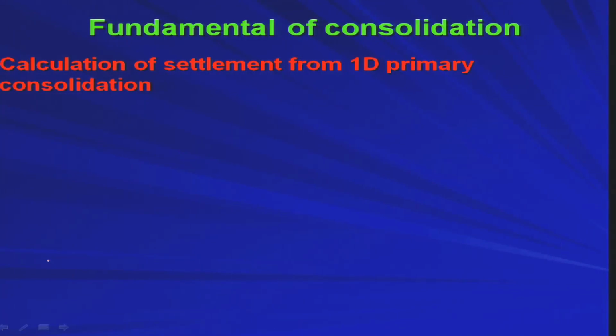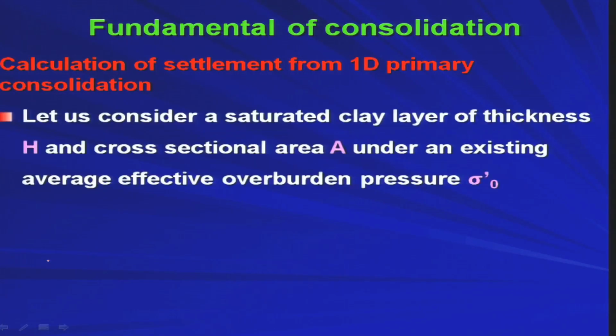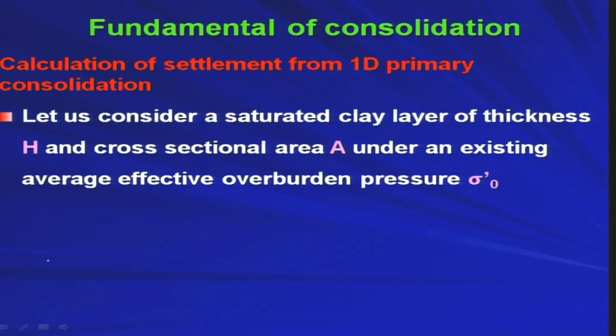So, today we will be obtaining the calculation of settlement from 1D primary consolidation. Let us consider a saturated clay layer of thickness capital H and cross sectional area capital A under an existing average effective overburden pressure sigma naught prime. So, we are considering one clay deposit which is completely saturated, whose thickness is H and cross sectional area is A, and it is under existing average effective overburden pressure sigma naught prime.